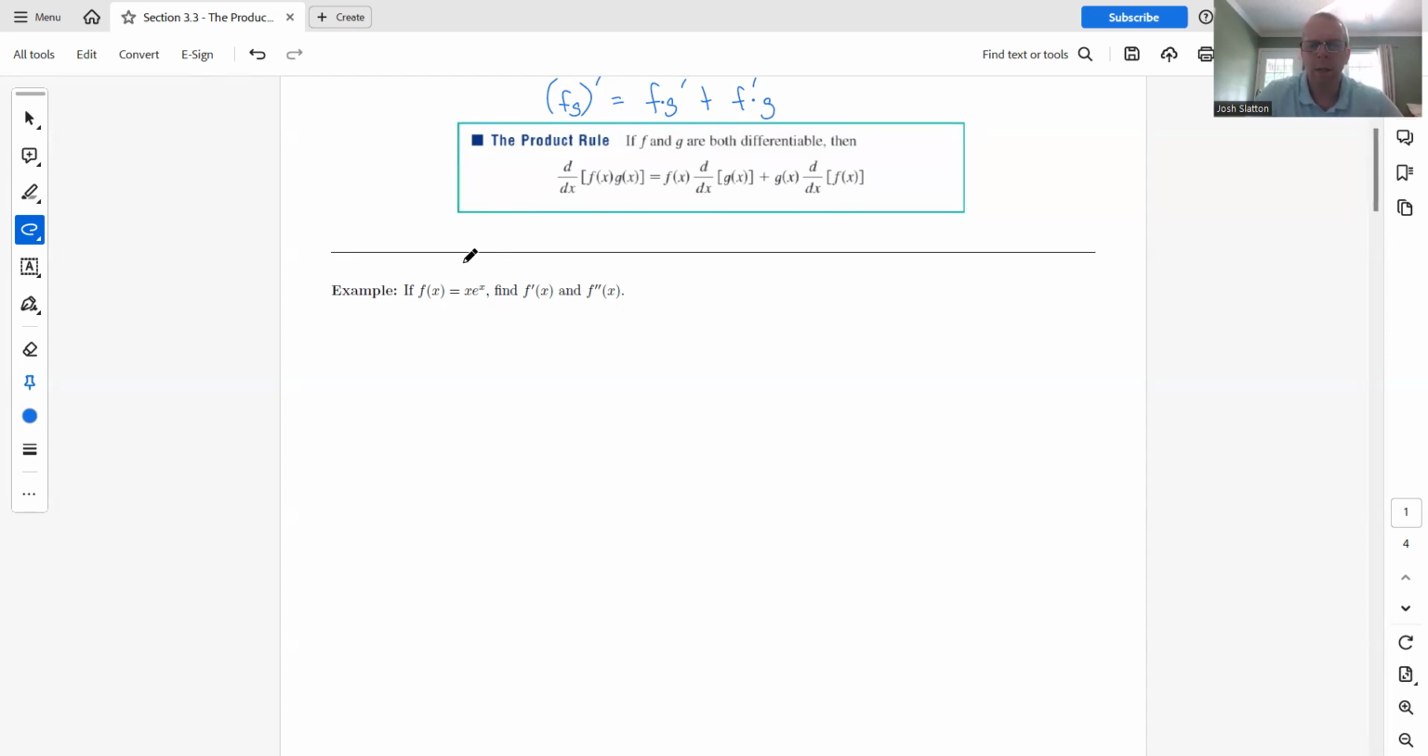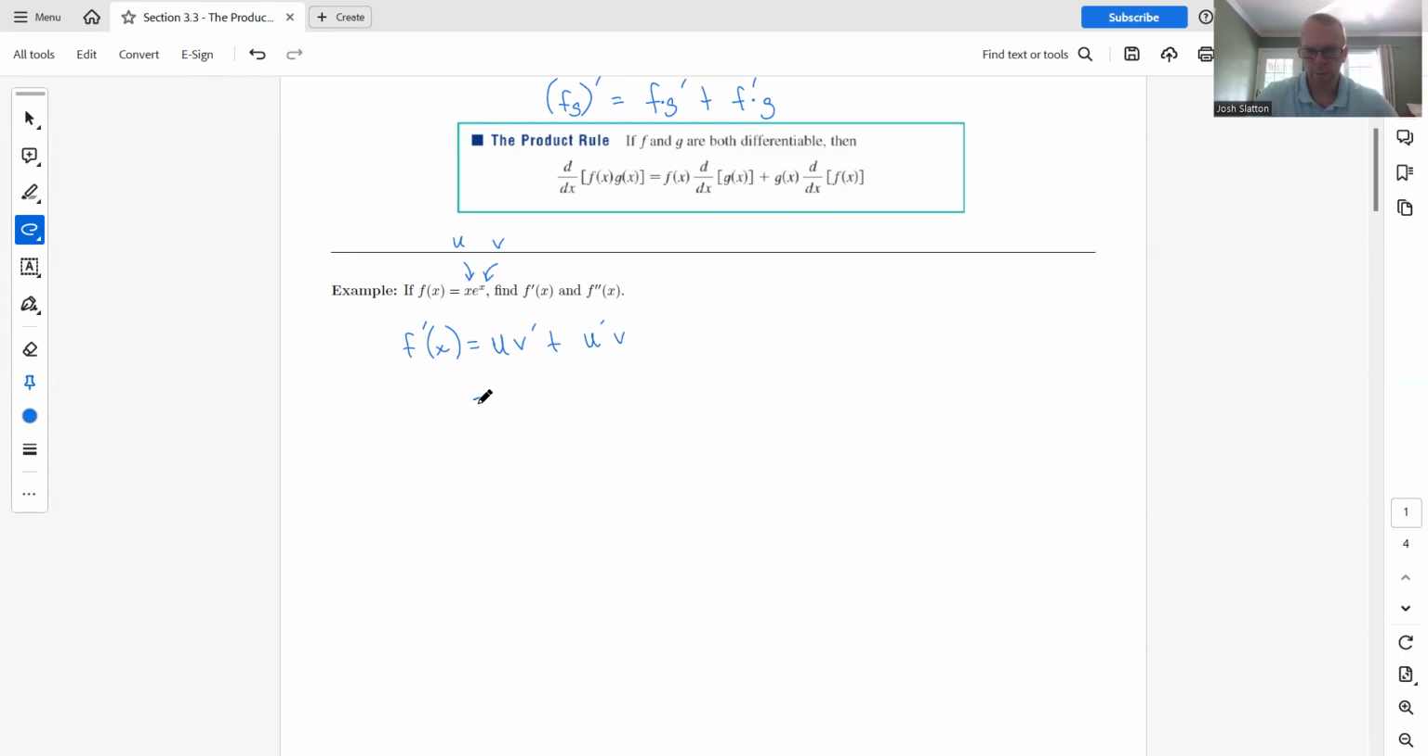So maybe we have x times e to the x. On this one, we can't use f and g because we have an f here. So let's use u, and let's say v. And so f prime would be u times v prime plus u prime times v.